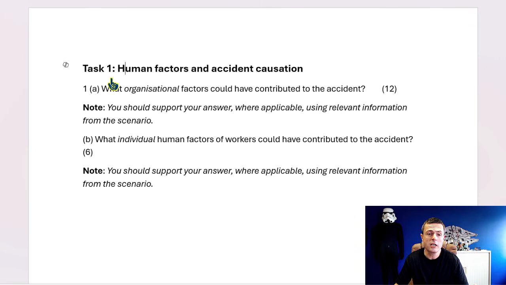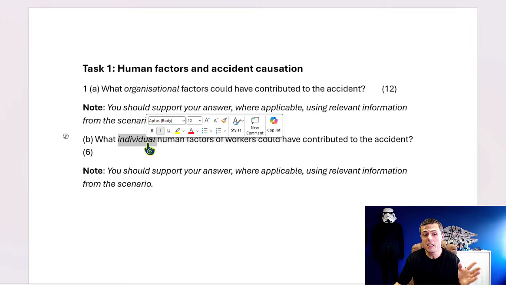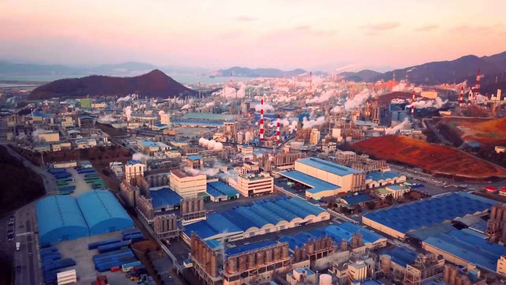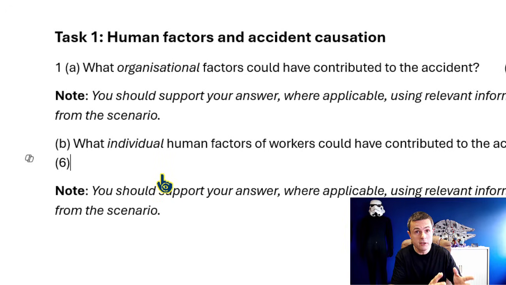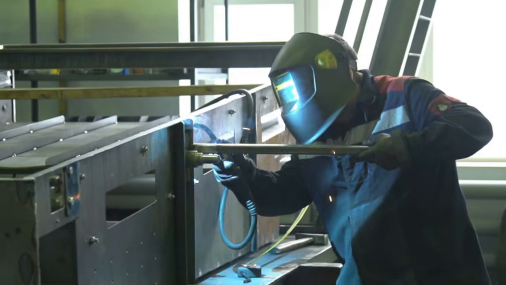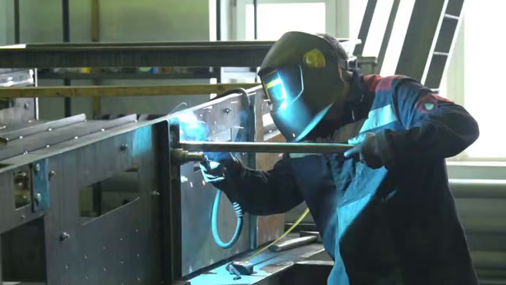Now, when you're answering these types of NEBOSH questions, you need to read the question carefully, because if it says individual human factors, one of the common mistakes is people waffle on about organizational factors. And that might be correct, but it's the correct answer to a completely different question. If the question is asking about individual human factors, only individual human factors are going to get marks. Similarly, if it's asking about job factors, only job factors are going to get marks.